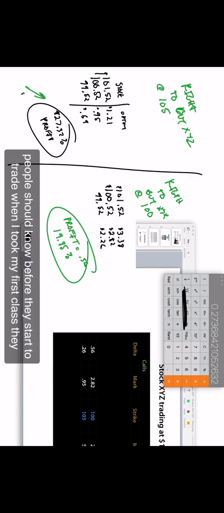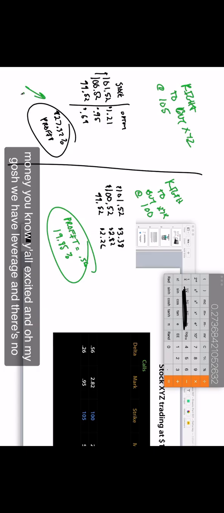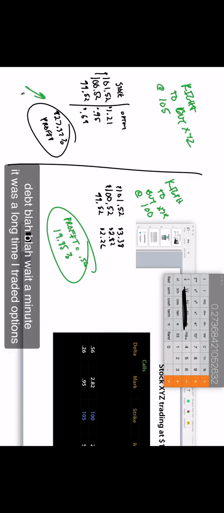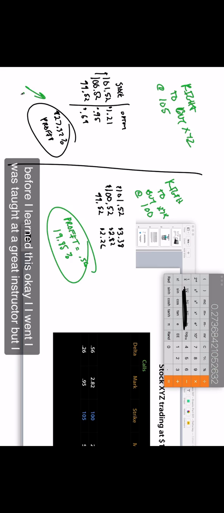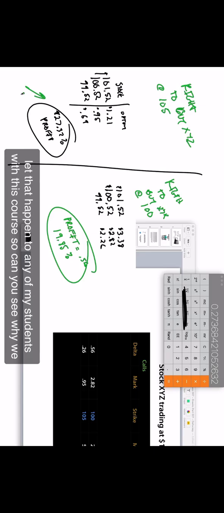When I took my first class, they said, well, this is a call option. We started looking at calls and making money, and we got all excited, and oh my gosh, we have leverage, and there's no debt, blah, blah. Wait a minute. It was a long time. I traded options before I learned this. I was taught by a great instructor, but I did not know what a delta was when I traded my first option. And I will not let that happen to any of my students with this course.